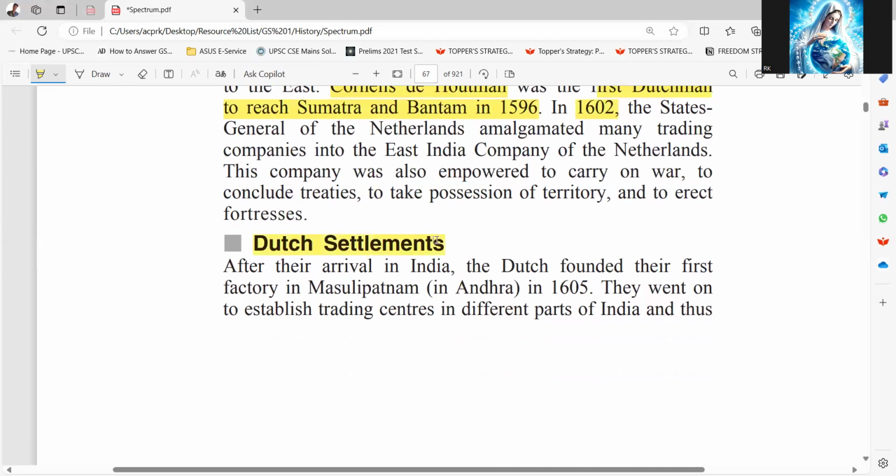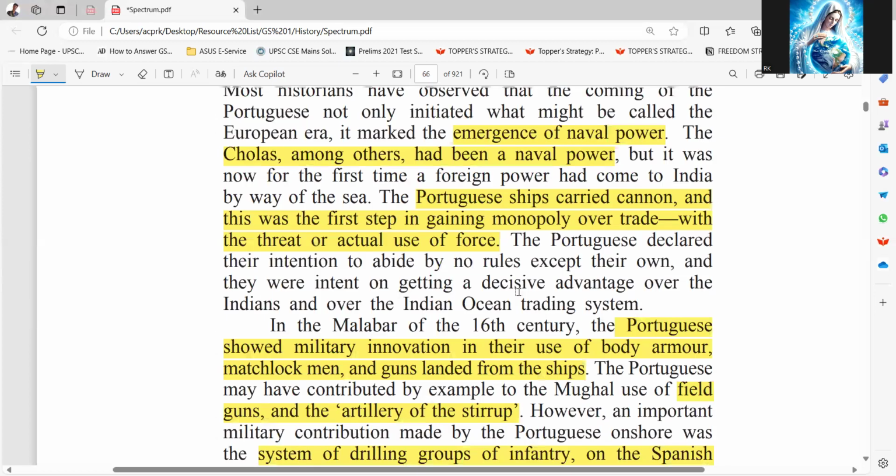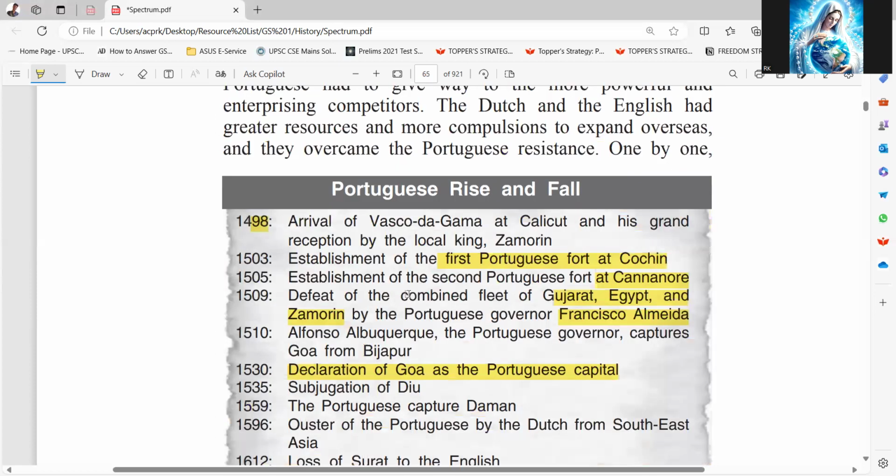Dutch settlements. After their arrival in India, the Dutch founded their first factory in Masulipatanam. Masulipatanam is in Andhra Pradesh. So the Portuguese first factory was in Kochi, which we have learned earlier. Sorry, it was not a factory; it was the fort. In 1503, establishment of the first Portuguese fort at Cochin. Second Portuguese fort at Kannur.